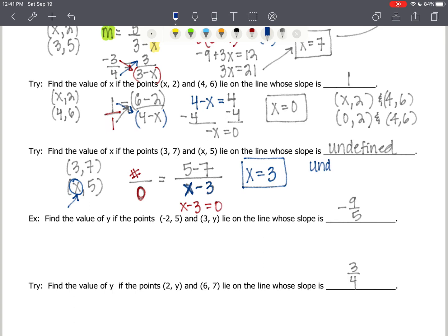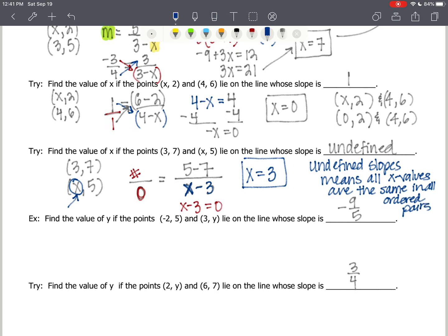An undefined slope means all x values are the same in all ordered pairs that are on that line. And what happens if you have a zero slope? All the y values are the same. Okay, let's go to the next example.